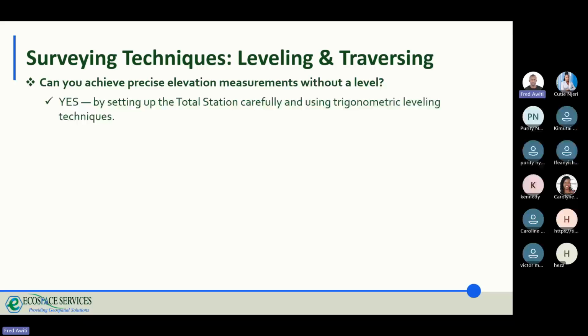The other key thing on surveying techniques, let's look at leveling and traversing. Somebody was asking me, can you use a total station to do leveling? We always use levels for leveling purposes. So he asked, Fred, can I use a total station to do leveling? I told him, yes, you can. But the question is, how are you going to do that? By setting up the total station carefully and using trigonometric leveling techniques.